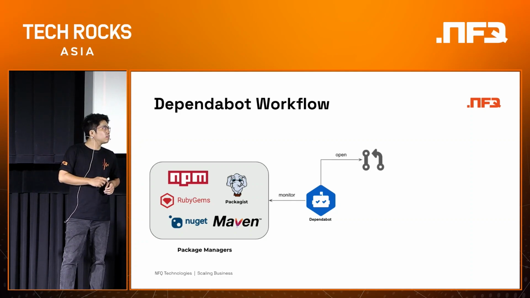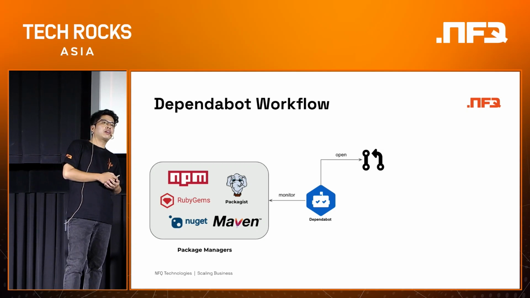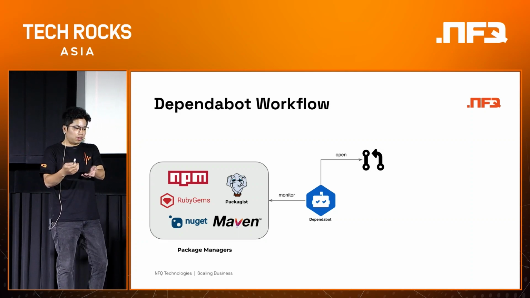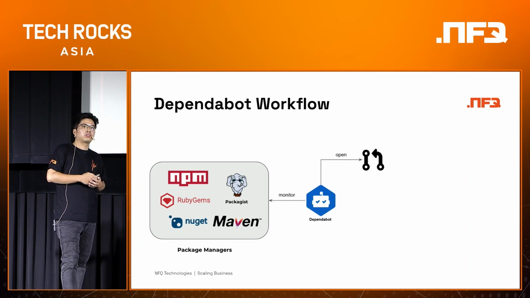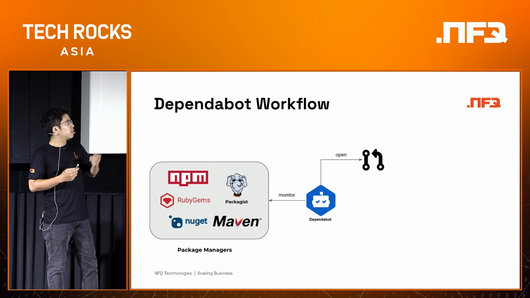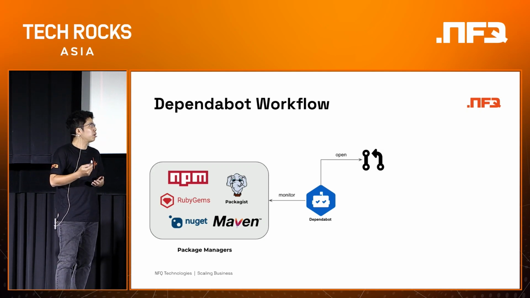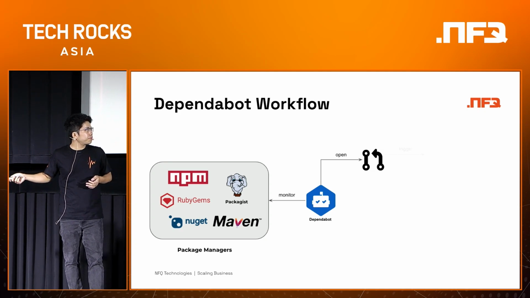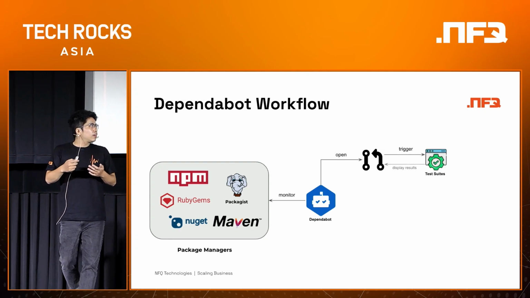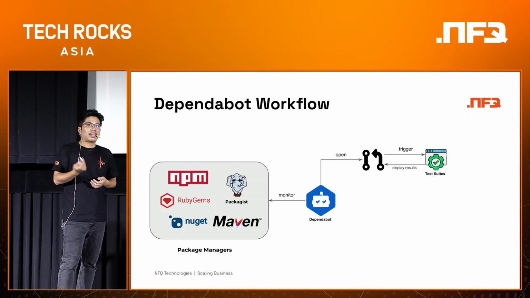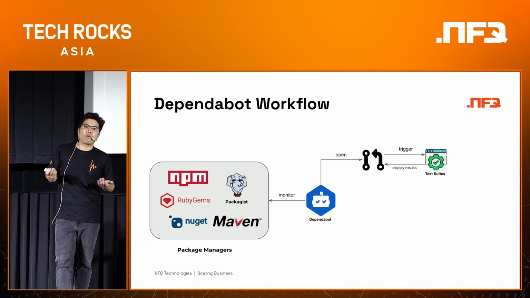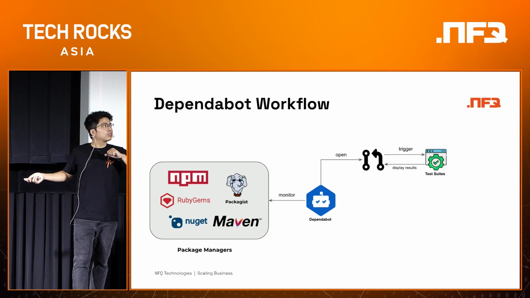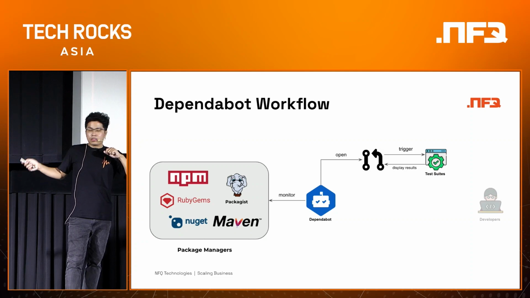One of the outstanding features of Dependabot is opening pull requests. So we all know pull requests, right? We want to push the change to the project. And once Dependabot finds available updates, Dependabot will open a pull request to your repository. And opening the pull request triggers tests. This can be a unit test, functional test, or integration test, and so on. And it also displays the results in the pull request.